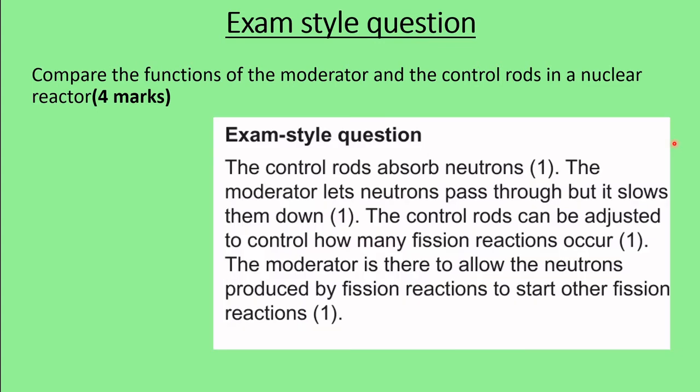And here are the answers that we were looking for. The control rods absorb neutrons, whereas the moderator lets neutrons pass through, but slows them down. The control rod wants to just absorb the neutrons, take them out of the reaction, whereas the moderator just wants to slow them down. The control rods can be adjusted to control how many fission reactions occur, whereas the moderator is just there to allow more neutrons to take part. The moderator we can't use to control the reaction, but we can use it to create more fission reactions.